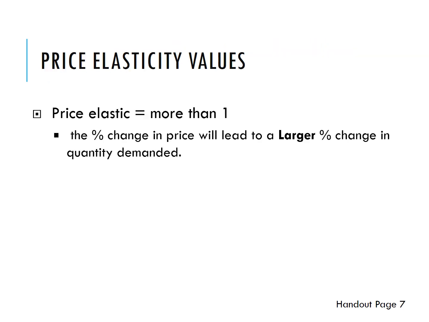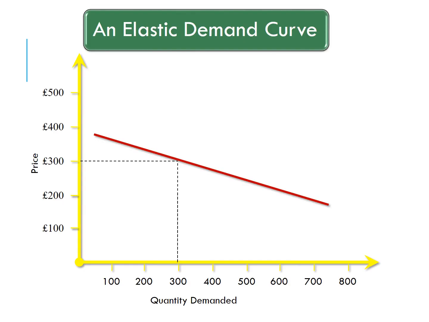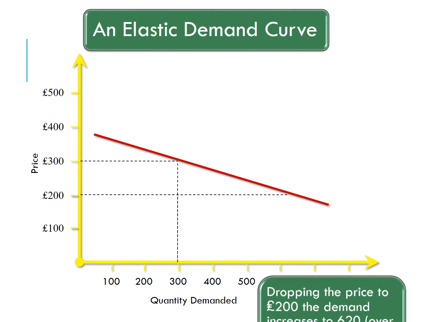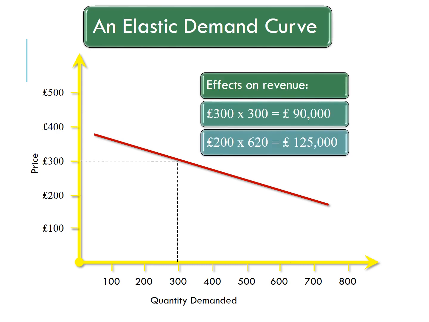So a quick reminder that if the number is more than 1, it means the percentage change in price will lead to a larger percentage change in quantity demanded. If it's less than 1, it will lead to a smaller percentage change in quantity demanded. So here we have an elastic demand curve because the change in price leads to quite a big increase in demand. So the change in demand is bigger than the change in price, an elastic demand for this product.